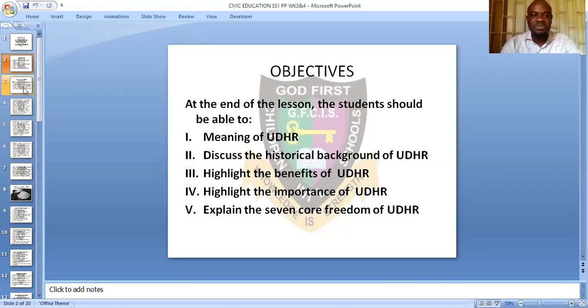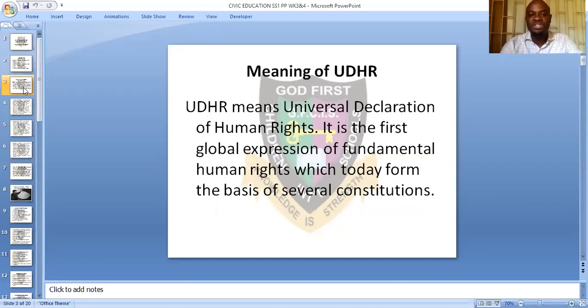All right. So we go to the next slide, which is about the meaning of UDHR. Now, UDHR means Universal Declaration of Human Rights. As you can see, the U stands for universal, the D stands for declaration, the H stands for human, and the R stands for rights. So together, it's called Universal Declaration of Human Rights.